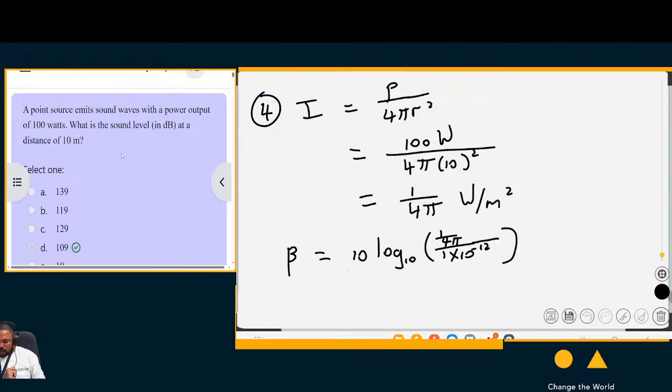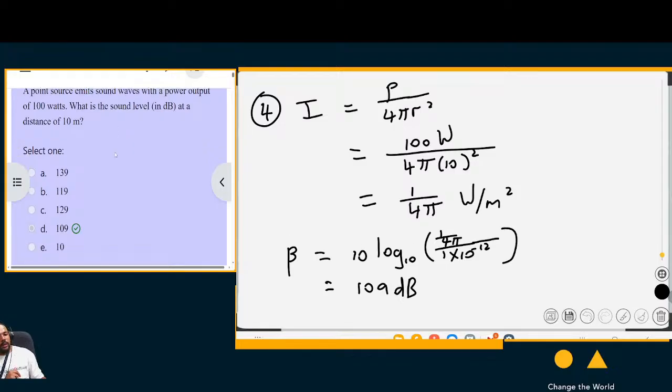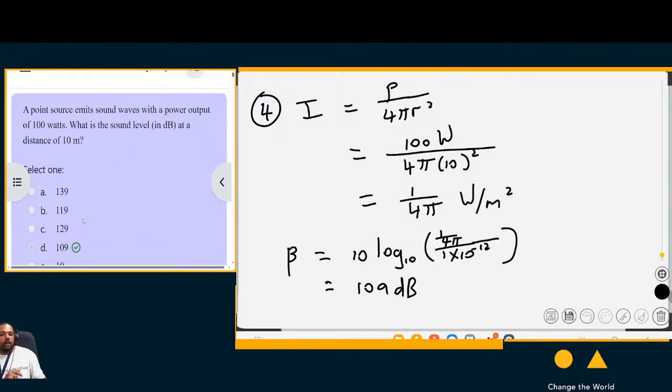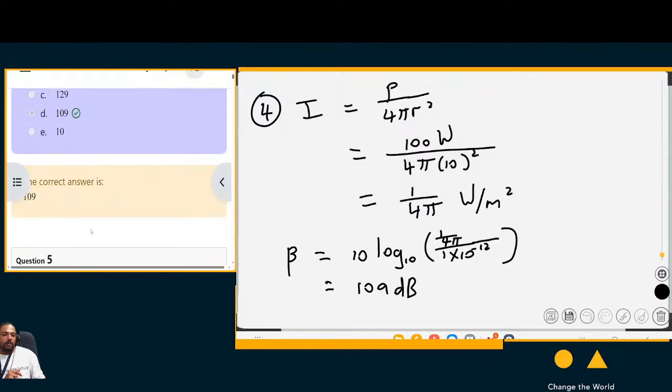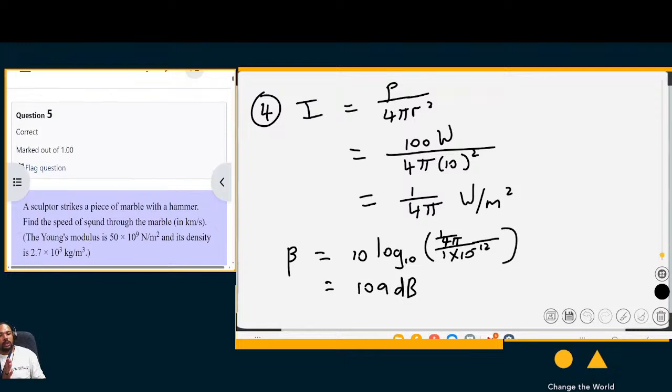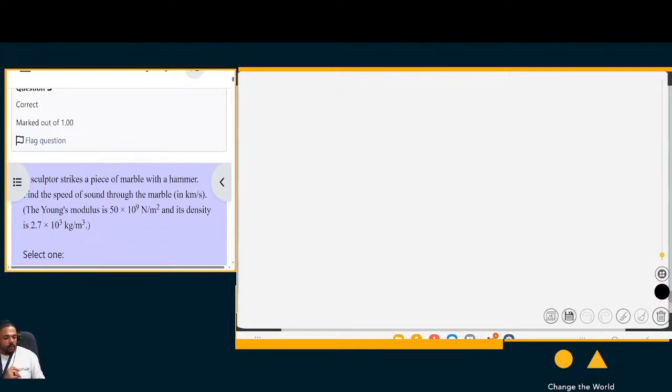And if you work all of that out, you should get a sound level of 109. If you plug all that into your calculator, I got 109 decibels, and that is also what the answer should be. Okay, these are simple questions. You just need to remember the formulas. Question number 5.